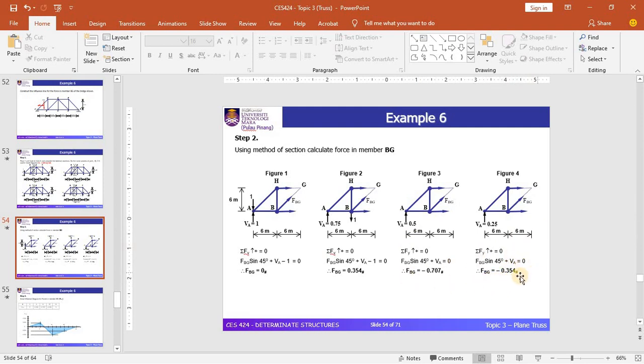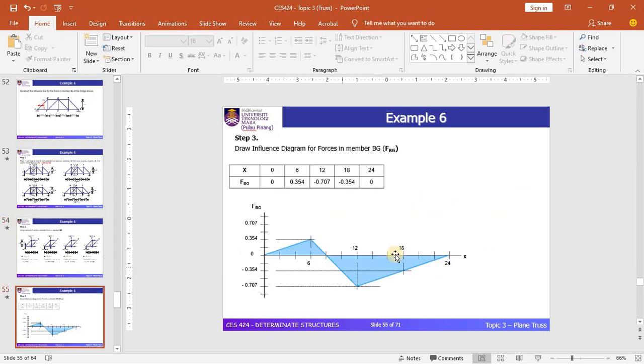Basically we are supposed to have another figure, figure 5, where the 1 unit load is placed at support E. This will result in the value of FBG equal to 0, which is not shown here. I hope that you can justify it by yourself. So we have the series of values of FBG based on the different positions of the 1 unit load, and by that you can plot the influence line diagram for member BG. Here in the table you can see the values of internal forces for BG based on different positions of the 1 unit load.